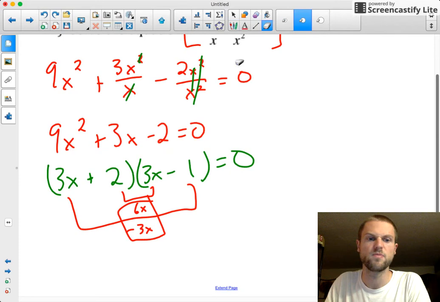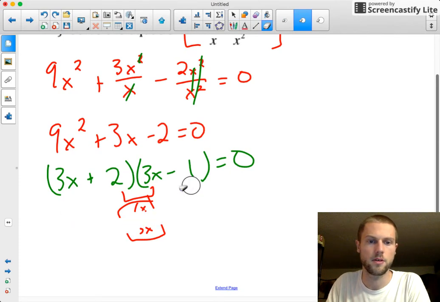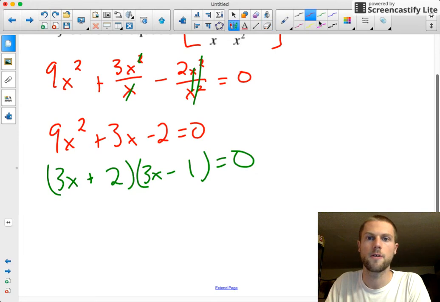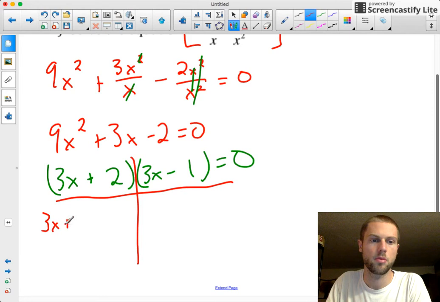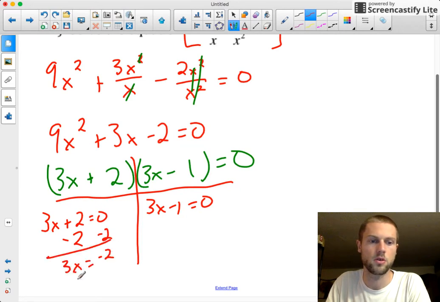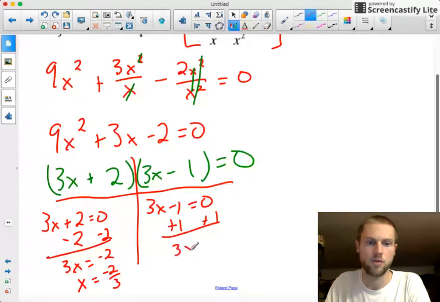That's good. Now that I have my factors, I can split them up and solve. 3x plus 2 equals 0, and 3x minus 1 equals 0. So over here, I get 3x equals negative 2, or x equals negative 2/3. Over here, I add 1, I get 3x equals 1, or x equals positive 1/3.